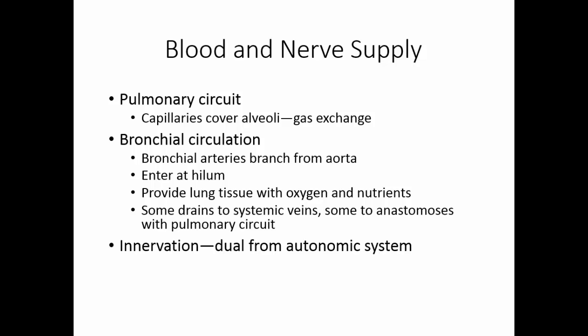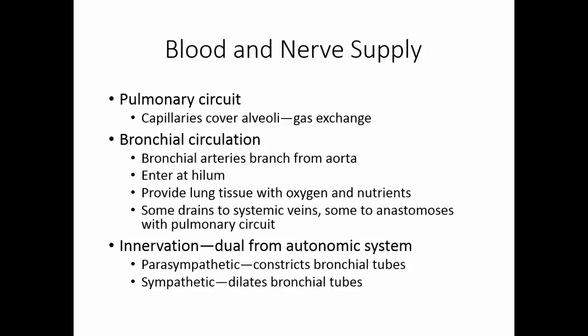The lungs are innervated by the autonomic nervous system with fibers from both the sympathetic and parasympathetic system. The parasympathetic system will constrict the bronchial tubes. The sympathetic system will dilate the bronchial tubes.